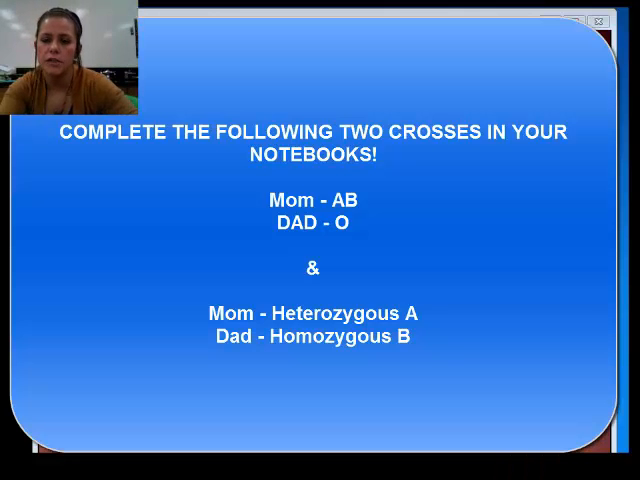Okay guys, go ahead and do these problems in your notebooks, and then open up to the Rudolph genetics.